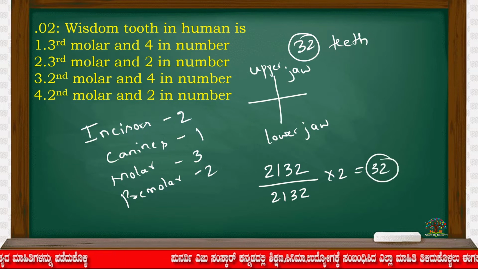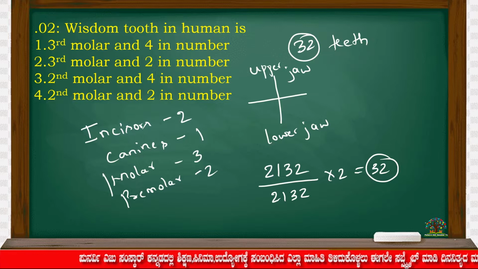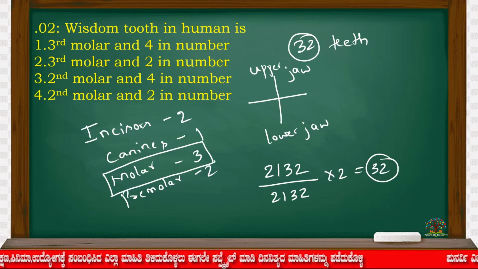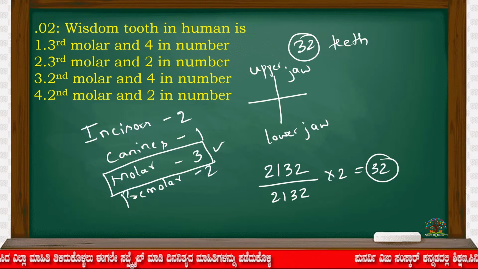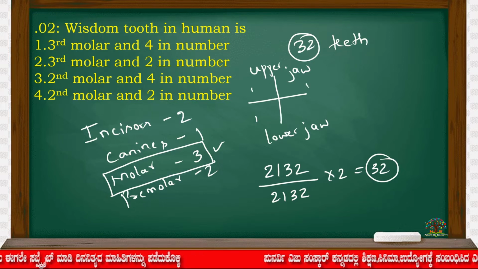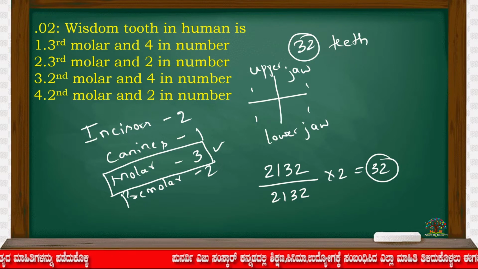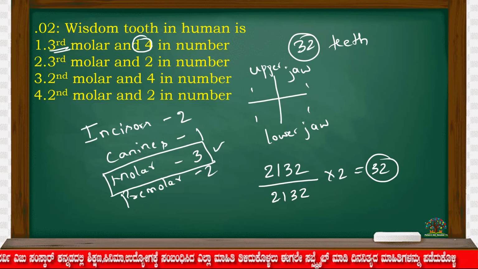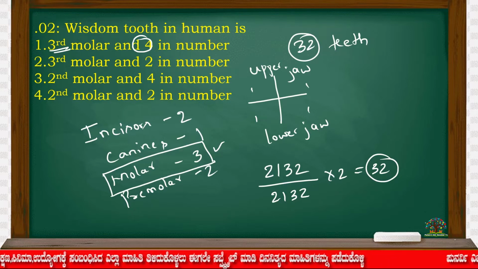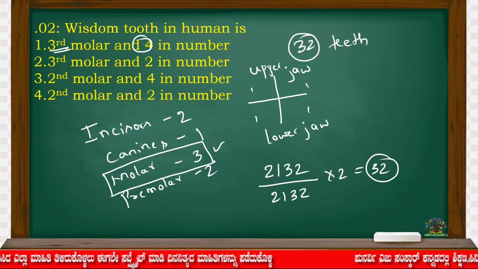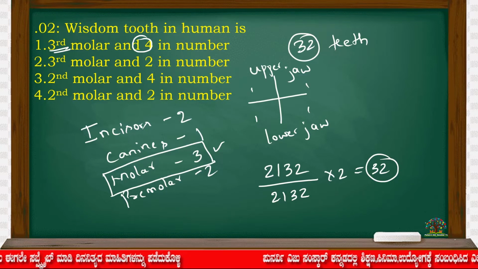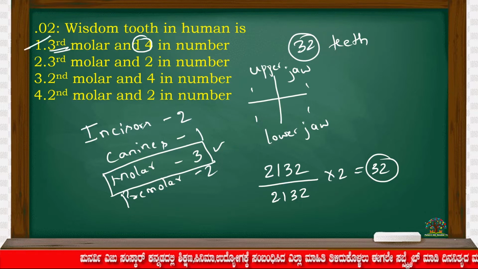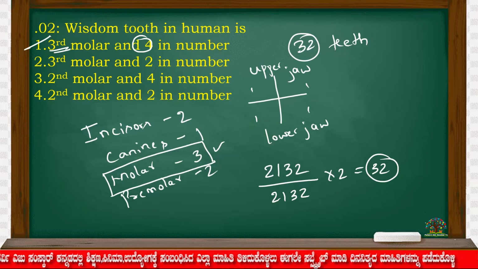And the question is about the molar tooth or the wisdom tooth, which is the third molar in each quadrant. So one here, one here, one here, one here. So in total they are 4 in number, and the wisdom tooth is the third molar in case of human beings. The answer is very simple. The wisdom tooth in human beings is the third molar and they are 4 in number, each one present in each quadrant. So the first option which says third molar and 4 in number is the correct answer for this question.